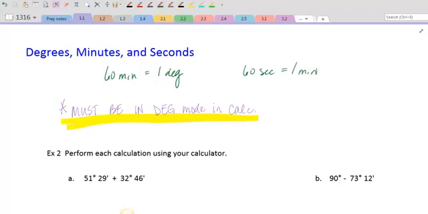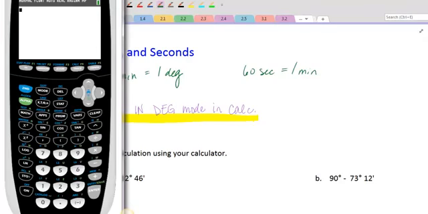The other thing you need to be aware of, since we are talking about degrees, minutes, and seconds, is that you need your calculator to be in degree mode before we begin. If you don't know how to do that, pull your calculator up. I'm on my home screen right now, and right next to the second button, or your blue button, is the mode button. I'm going to click mode, and it brings me to the screen where I get to change what's going on in the calculator.